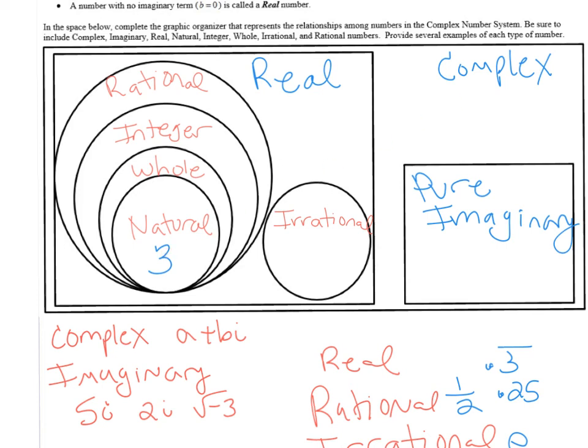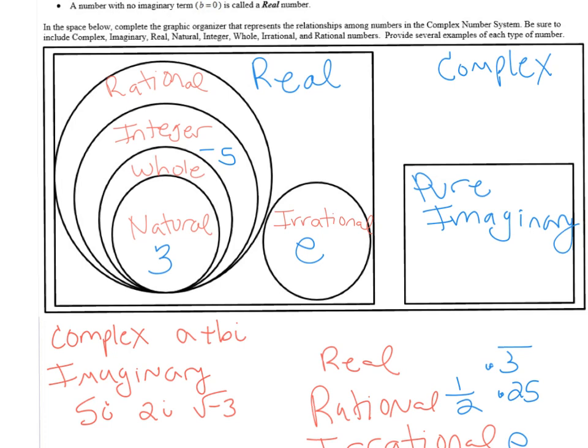Let's take an irrational number like e. e is irrational, which means it's real, which means it's also complex. But e is none of these, and it's not pure imaginary. Let's do an integer like -5. -5 is rational. It's an integer, first off, which is rational, which is real, which is complex. But -5 is not a whole number, it's not natural, it's not irrational, and it's not pure imaginary.